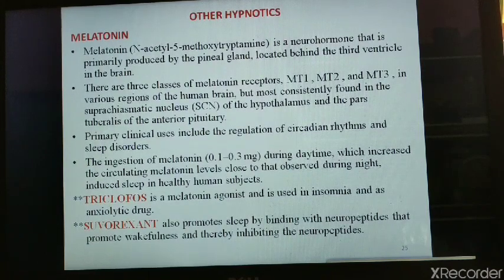So, this was all about the mechanisms of action, therapeutic uses, pharmacological activities, and pharmacokinetics of various sedative hypnotic classes of drugs.